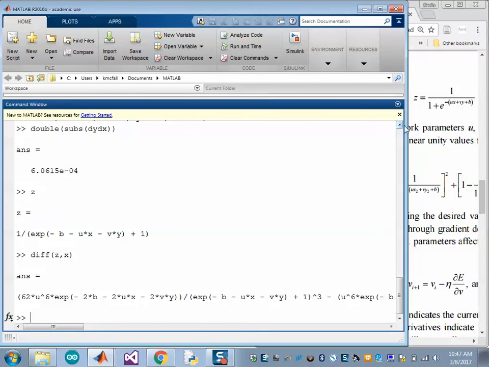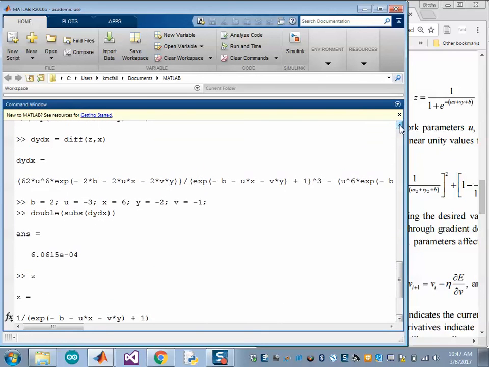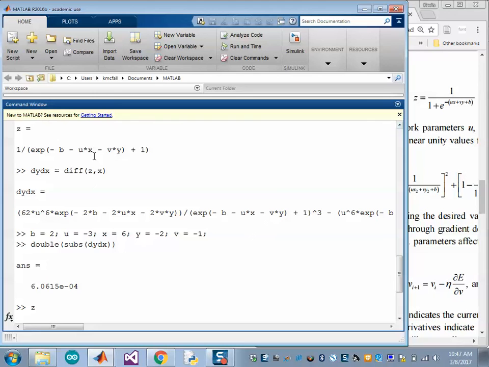But again, the main idea is that I'm starting off with some function. I differentiate that with respect to one of the variables in the function. Then I set values for what I want the things in that function to have. I substitute in for it, and then I convert the symbolic thing into a double, and then I get an actual number. Because most of the time, in the end, you're trying to have an actual number to solve something.